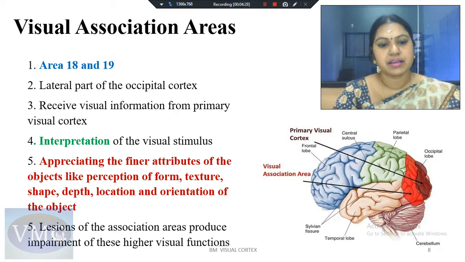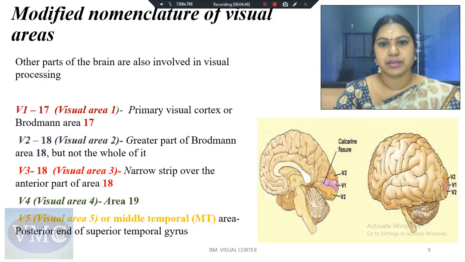Lesion of these association areas produces impairment of higher visual functions. So here you again see this is the primary visual cortex. These are the association areas where the interpretation of the information and the finer details of the information are obtained.